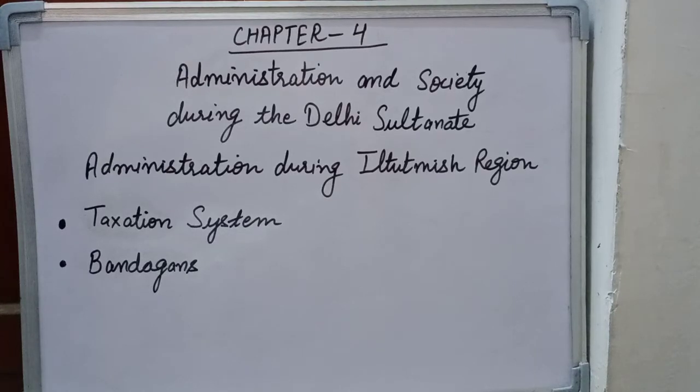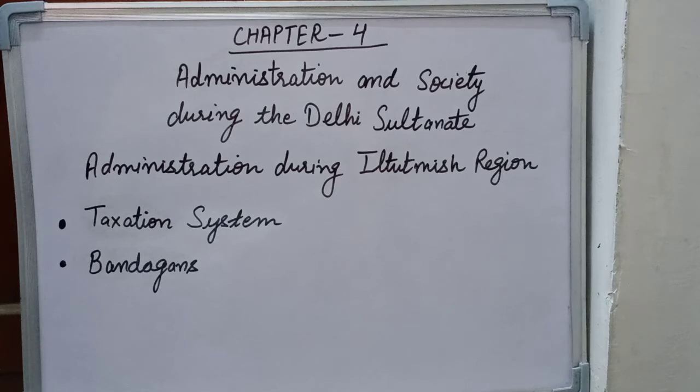Hello everyone. Today we are going to study chapter number 4, Administration and Society during the Delhi Sultanate. In this chapter we will read about the administration system and society that existed during the Delhi Sultanate. So firstly we are going to study administration during Iltutmish's reign: how he administered the whole region and what policies he made.